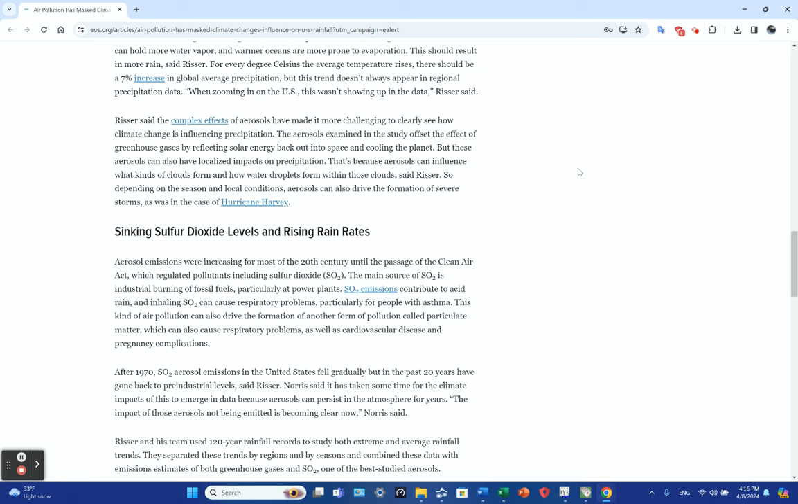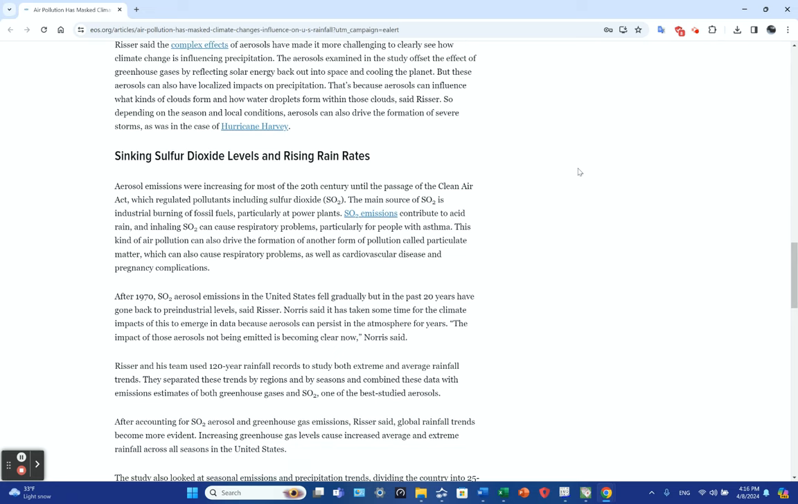Risser said that the complex effects of aerosols have made it more challenging to clearly see how climate change is influencing precipitation. Okay, fair enough statement. The aerosols examined in this study offset the effect of greenhouse gases by reflecting solar energy back out into space and cooling the planet. Okay, no arguments there. But these aerosols can also have localized impacts on precipitation. That's because aerosols can influence what kinds of clouds form and how water droplets form within those clouds. Okay, that statement is valid.